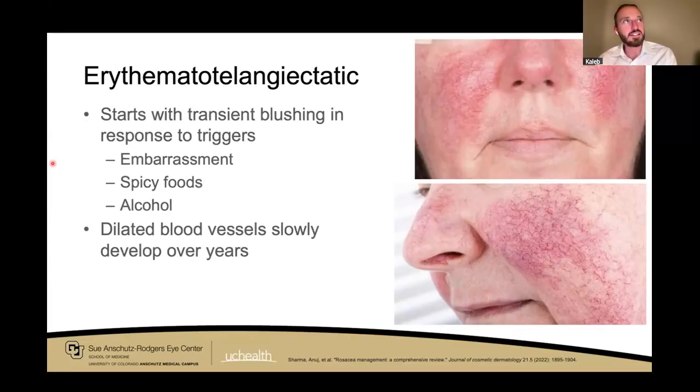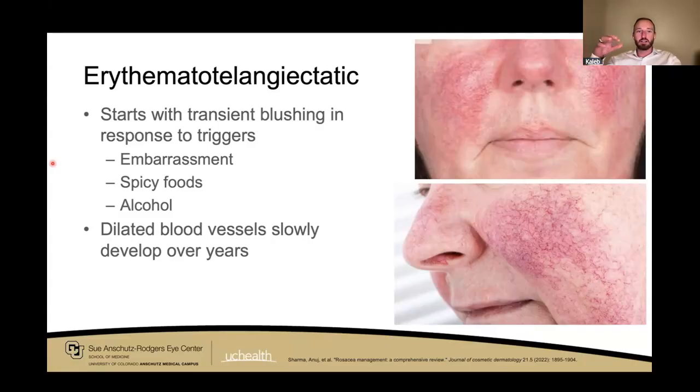This is classically the patient that we all knew in high school, the boy or the girl that would blush really, really easily, that maybe he or she would get embarrassed. And when they would get embarrassed, it would lead to the face turning really, really bright red, or they would eat certain foods and the face is really bright red, or they go outside in the sunlight, face bright red. Well, over time, that redness stops going away.